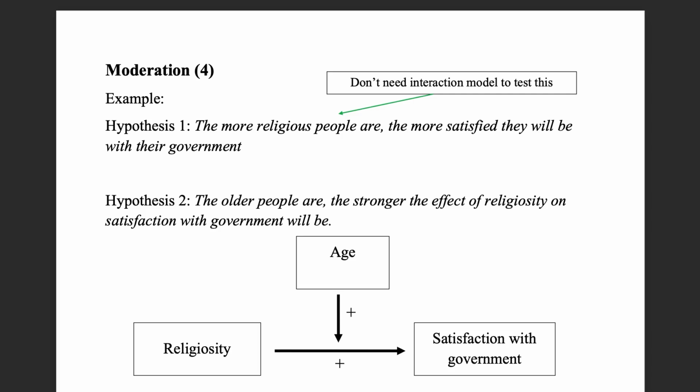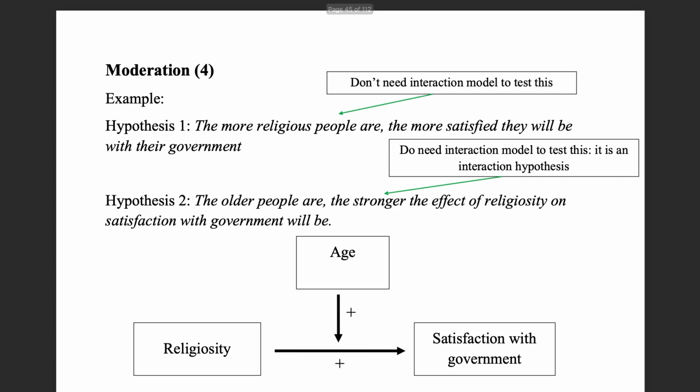So you're expecting a positive interaction effect where age is a moderator and religiosity is the independent variable, and we expect that the effect of religiosity increases as people get older. And of course, if we want to test this hypothesis, then we do need an interaction model, because this is clearly an interaction hypothesis, because we now say that the effect of religiosity on satisfaction with government itself depends on the value of a third variable, namely age.